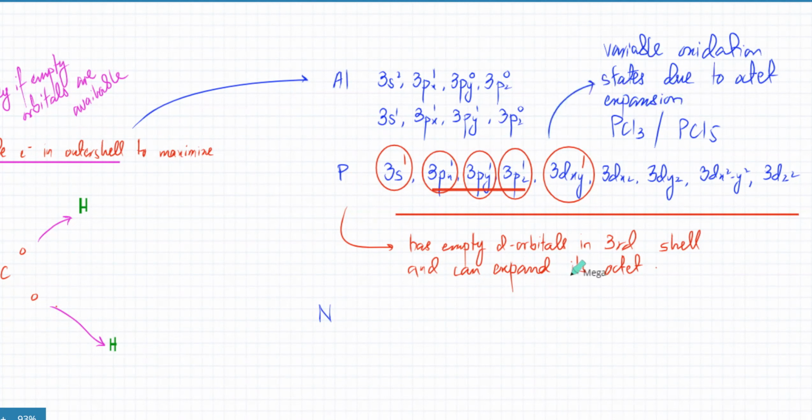Now let's talk about nitrogen. Nitrogen wouldn't be able to do that because nitrogen has 7 electrons. So the outer shell is 2s2 and 2p3. So it's 2px1, 2py1, 2pz1.